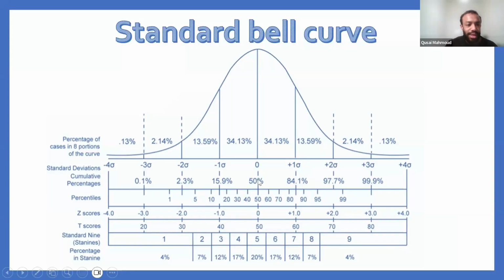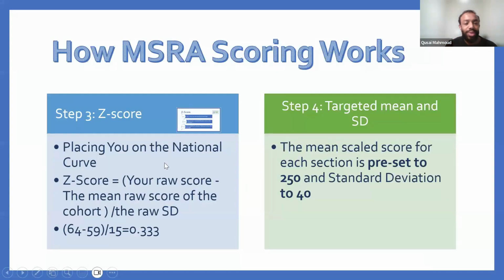So then step number 3, they will take your score, which was 64, against the average of the cohort. The average was 59, and they calculate your Z score. What is the Z score? Your raw score, which is 64, minus the average, 59. So you are above the average by 5 points. They divide that by the standard deviation. Why? They want to know how many standard deviations you are away from the average.